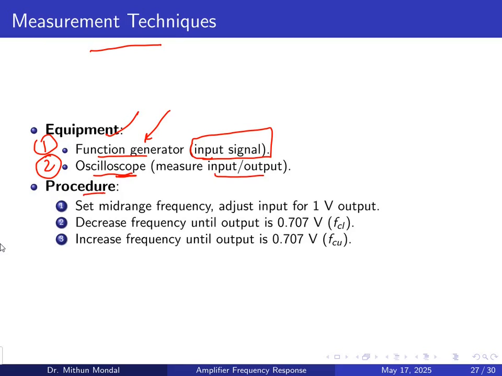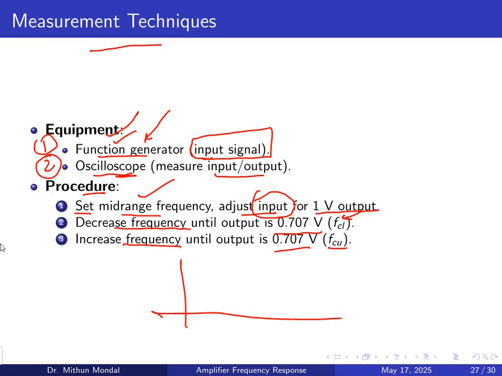The procedure that you need to follow is to set the mid-range frequency by adjusting the input voltage to 1 volt. So the input given by the function generator, you adjust to 1 volt and set the mid-range frequency. Decrease the frequency so that the output is 70.7% of the mid-range value, and determine the lower critical frequency. Increase the frequency to get 70.7% of the mid-range value to determine the upper critical frequency. Once you get the lower and upper critical frequencies, you can easily determine the frequency response.